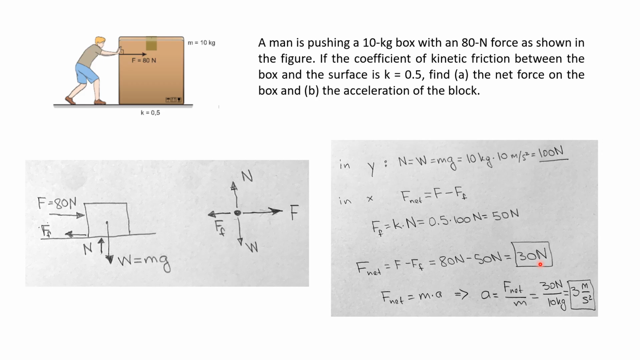Now let's find the acceleration of the box. Well, we know from Newton's second law that net force is equal to mass times acceleration, or acceleration is simply the force we just found divided by the mass of the box, which gives us 3 meters per second squared. And that's the answer.